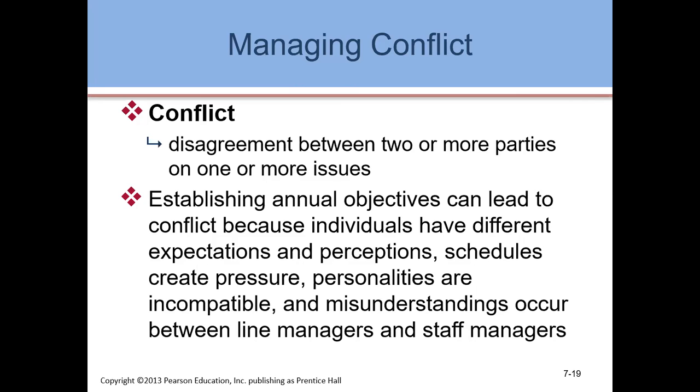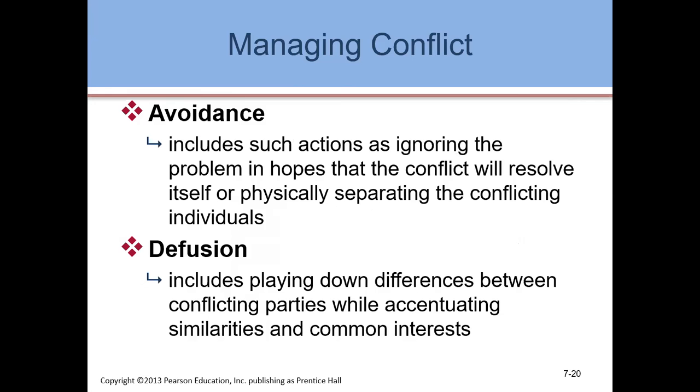Establishing annual objectives can lead to conflict. And these can lead to conflict because individuals have different expectations and perceptions. Schedules create pressure. Personalities are incompatible. And misunderstandings occur between line managers and staff managers. So we should always be ready for these things. And we should be devising ways to manage the conflict.